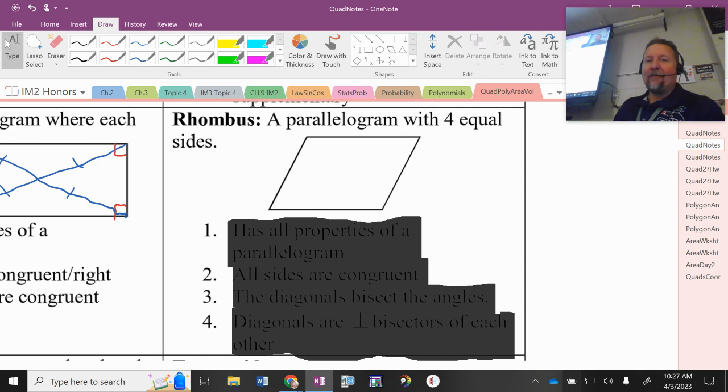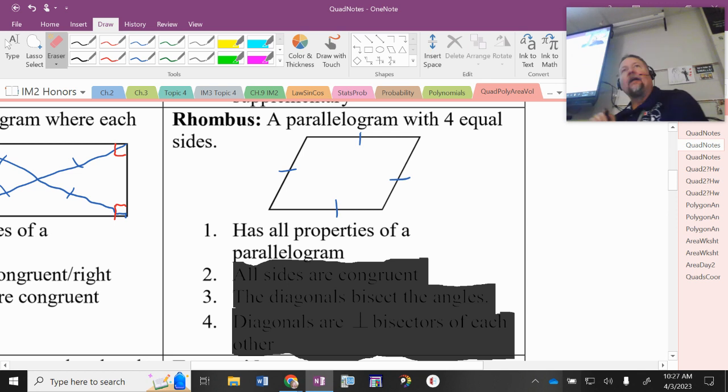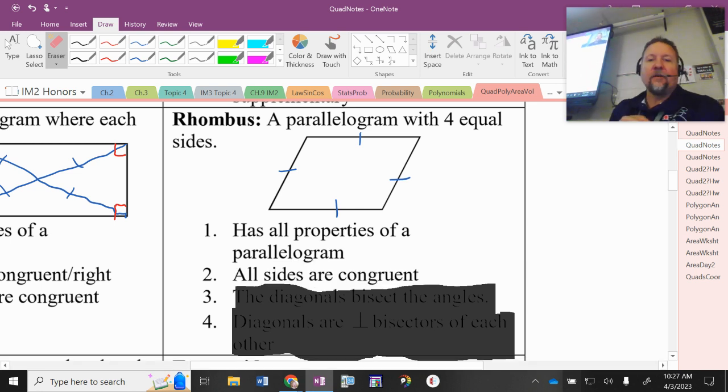All right, next one. Parallelograms that are a rhombus. That means all 4 sides are equal. Now I'll just stick with blue. I don't care about the colors. All right. So again, a rhombus is a parallelogram, so I could mark it with all the parallelogram properties as well, but this is a little different. All 4 sides are equal, so we will mark them as equal. All sides are congruent. Got that.